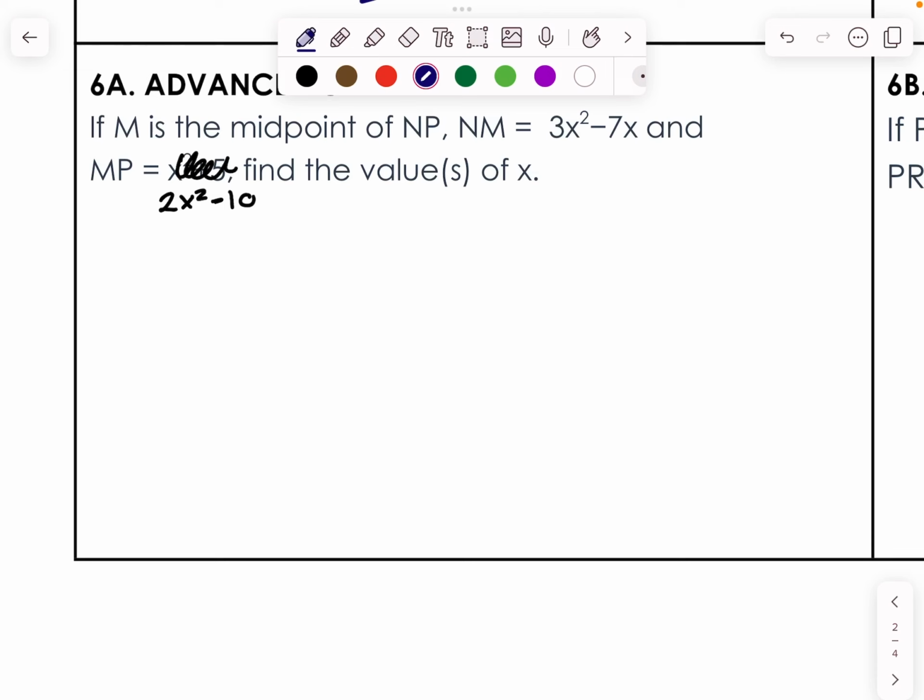Okay, number 6A is going to be for advanced only. If you're not advanced, go ahead and just skip to the next one. Since M is the midpoint, we're going to go ahead and draw a picture. So here's N, P, here's M. So NM is 3x squared minus 7x, and MP is 2x squared minus 10. So we're going to set those equal to each other.